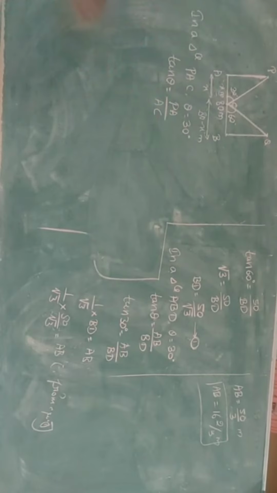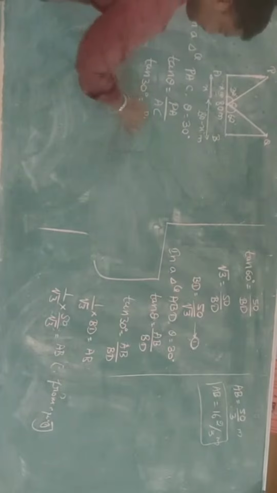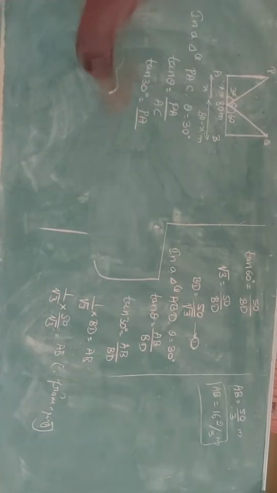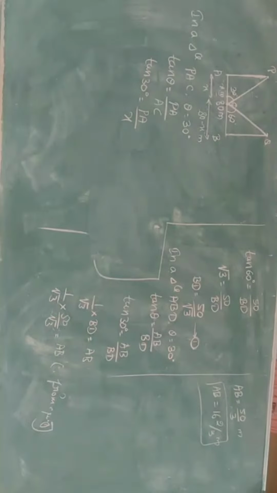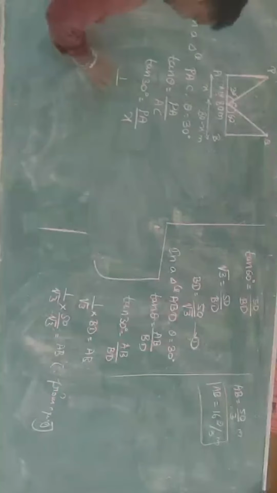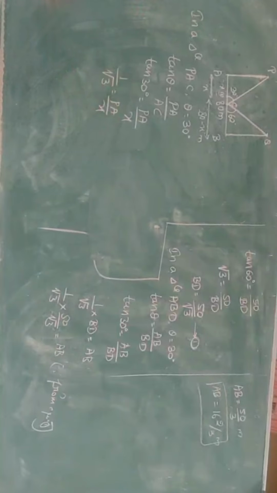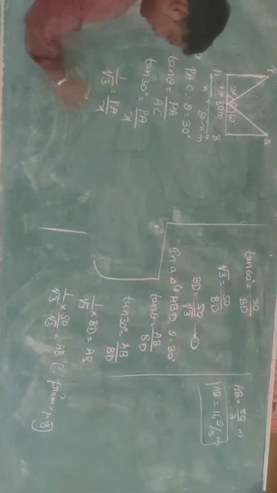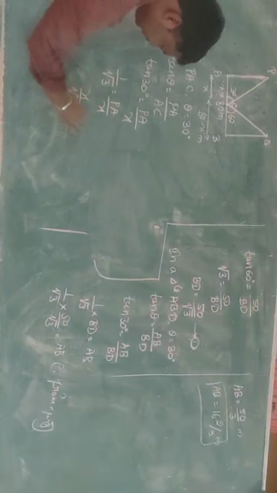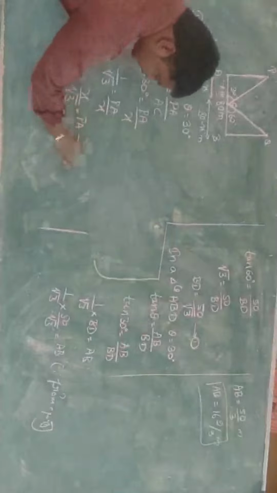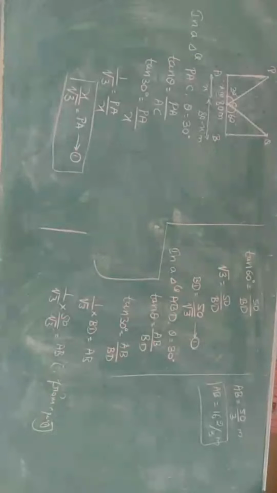PA upon AC. So tan 30 degree is equal to PA, don't know, write as it is, and AC is X. Tan 30 degree, 1 upon root 3 is equal to PA upon X. So cross multiplication, X upon root 3 is equal to PA. You can call it as equation number 1.